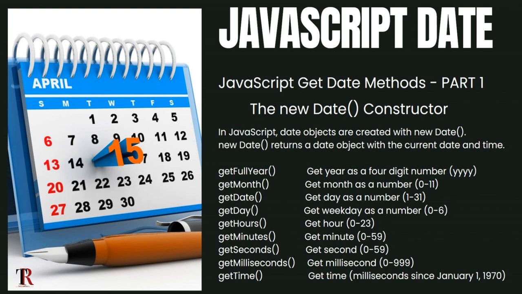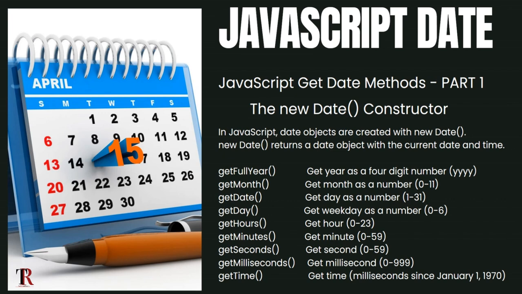And then we have the getTime method, which gets the time in milliseconds since January 1st, 1970, which is the reference date for computers when working with dates, just as it was explained in the previous lesson.